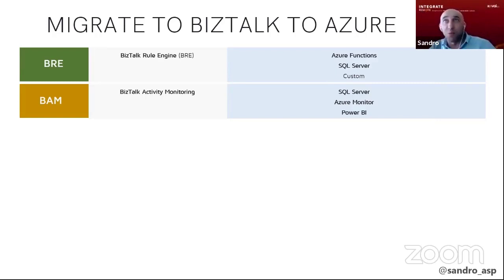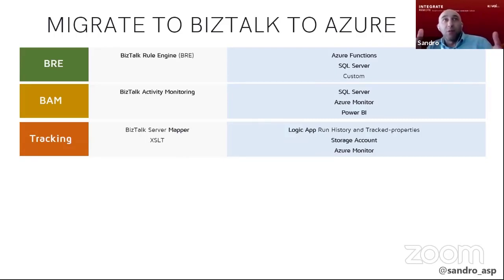I put there Azure Monitor. There are a lot of things in Azure Monitor, and App Insights is one of them. And of course, Power BI, because remember that BAM has a BI component with OLAP cubes and some dashboards on Excel, kind of legacy, but it is there. So Power BI is the way to go.